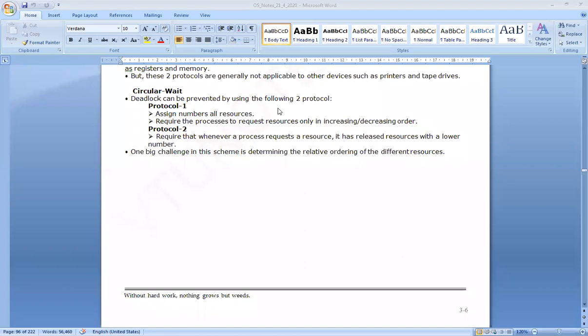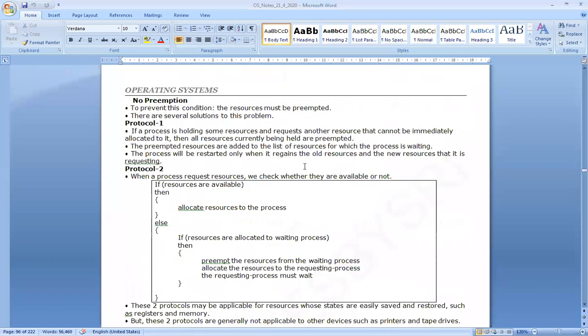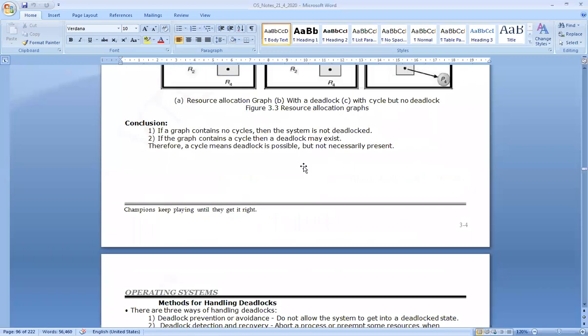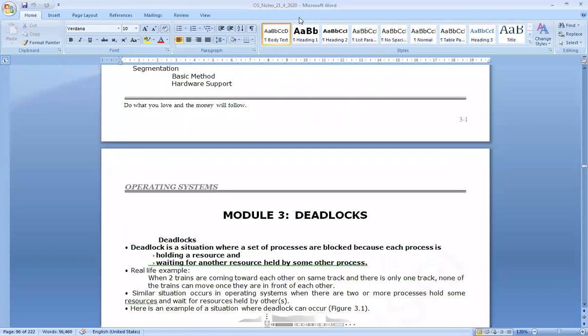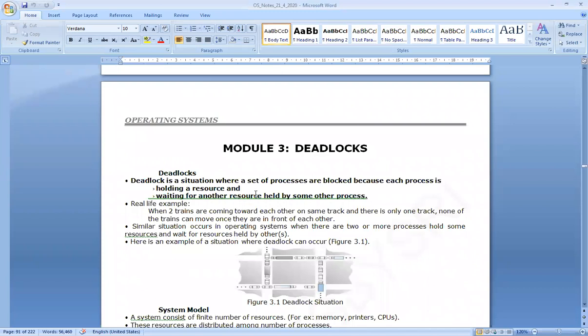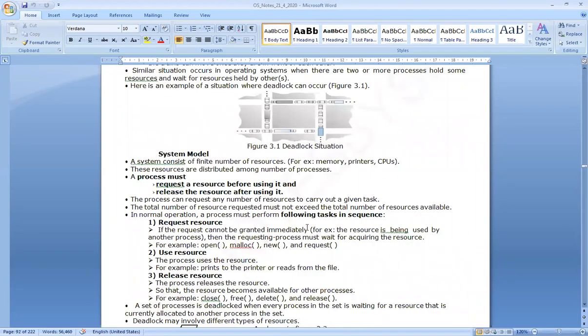So today we're going to start. Last class, we discussed the new topic, that is deadlocks. In deadlocks, we studied what a deadlock is, the different deadlock situations, and the system model. We also studied the following task sequence in deadlock: request resource, use resource, then release resource. Okay, so these are three major terms which we understood in deadlock.